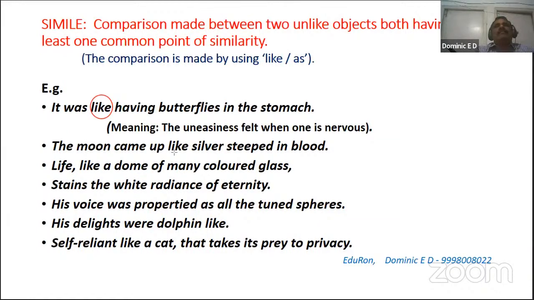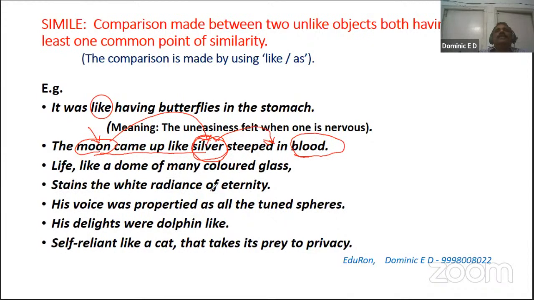The moon came up like silver steeped in blood is another example. Here, the moon and silver are two different things. But when silver is steeped in blood, it will look more reddish. When the moon is rising in the east as the sun sets, the entire eastern horizon is almost in an orange or reddish glow. That's what the poet means by the moon came up like silver steeped in blood. So it is a comparison between the moon at its rising time in the evening and silver in reddish color.